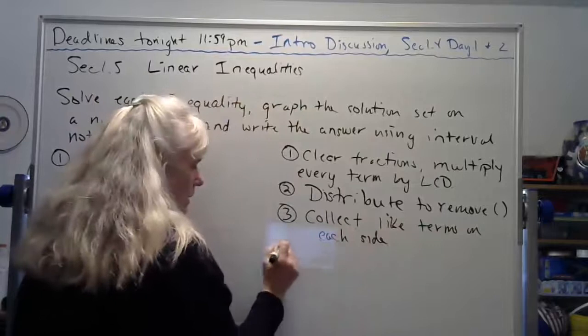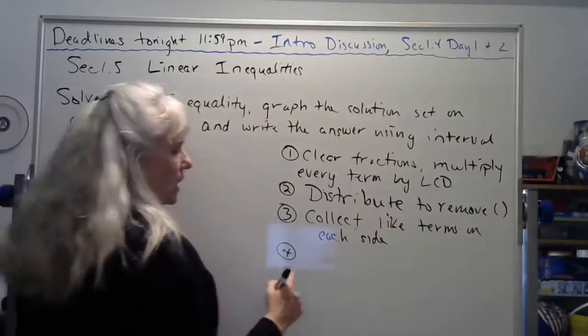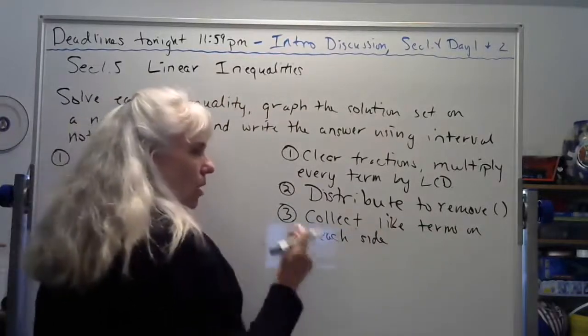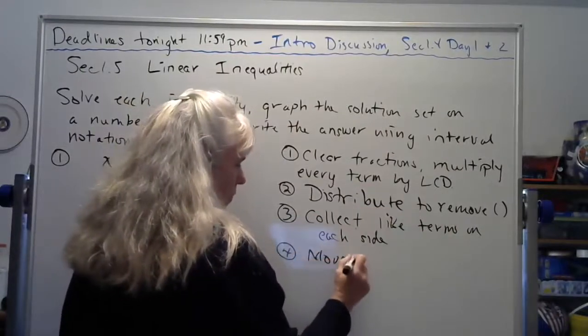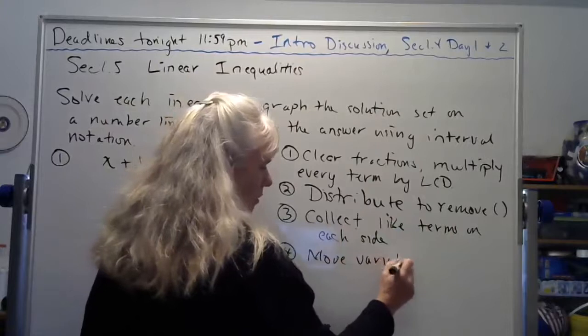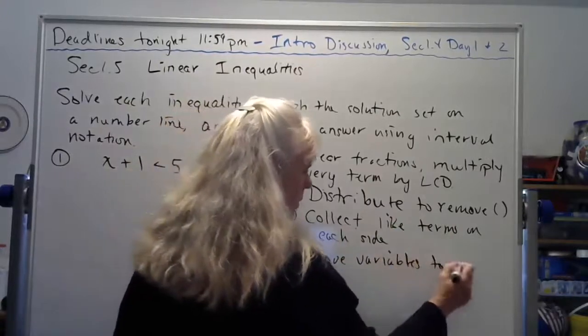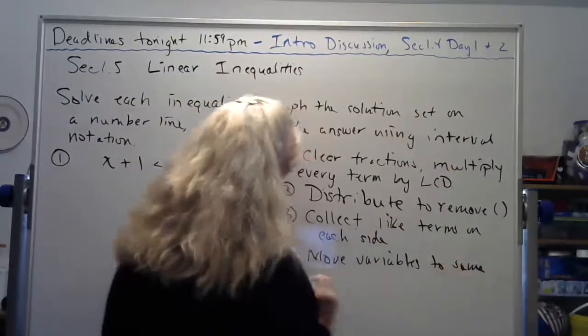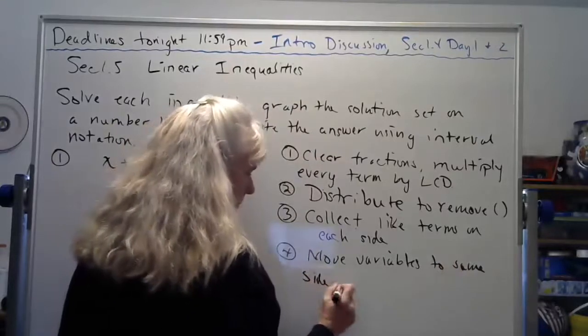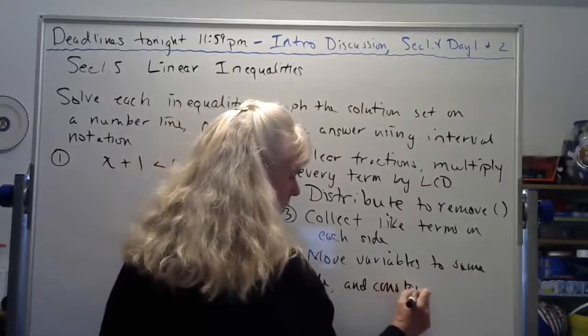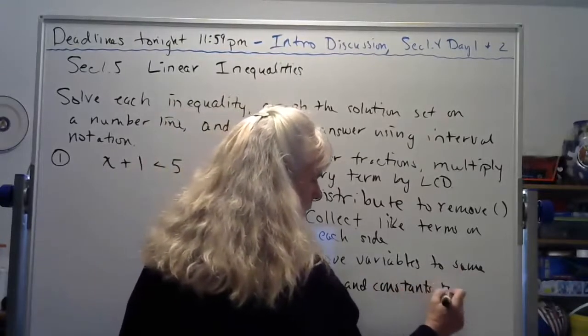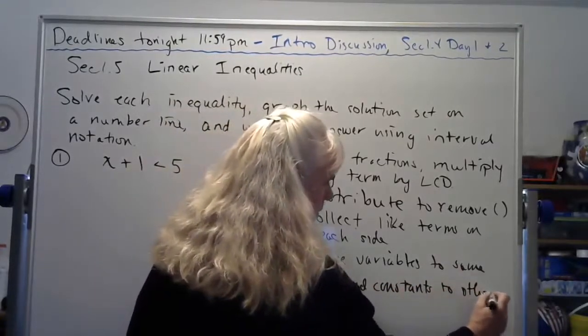And then finally, in step 4 is where we could pick up our example. You want to make sure you move all the variables to one side and all the constants to the other side. So move variables to the same side, and constants to the other side.